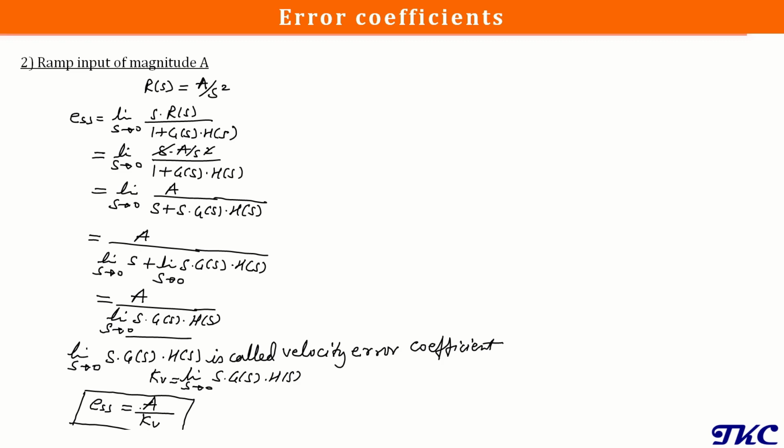Again here we can see that the steady state error depends on the magnitude of the input as well as this velocity error coefficient.